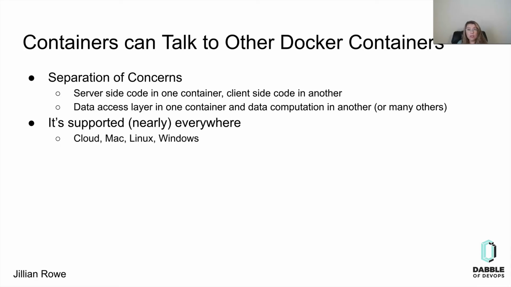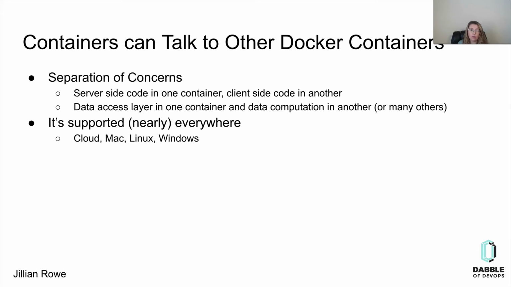And one really important fact is that containers can talk to other containers. And that is really, really cool, because then you can have your separation of concerns. A really common model is that you have server-side code that sits in one container, client-side code that sits in another. You could have a data access layer in one container, and your computation like a Dask or a Spark, either a single instance or an actual cluster, sitting in another set of containers.